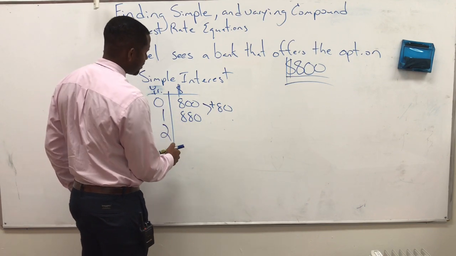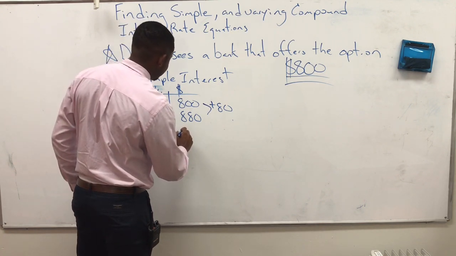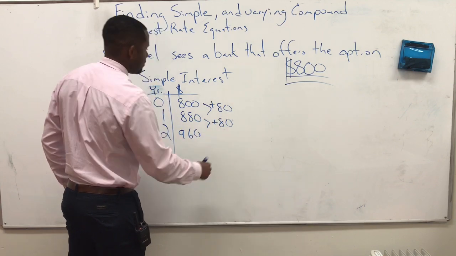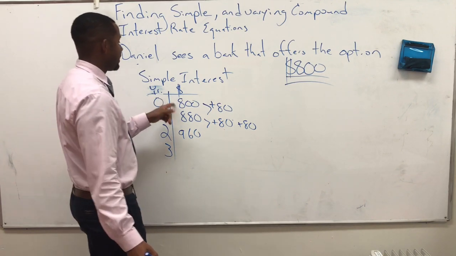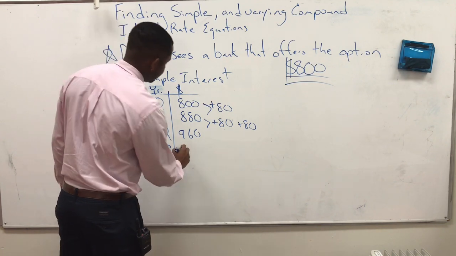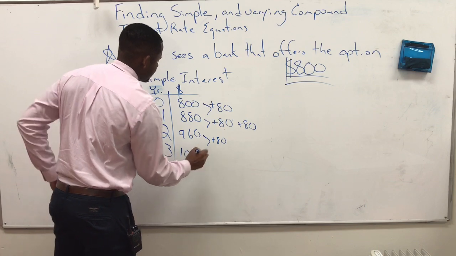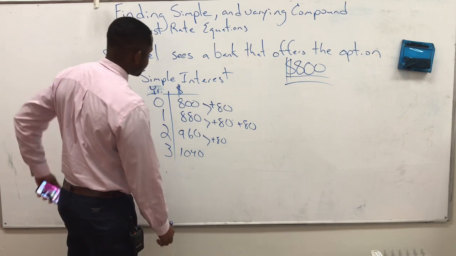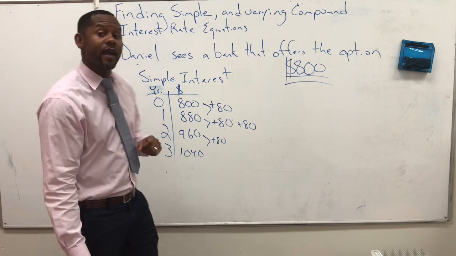So he gets $80 more. So 80 and 80 is what? What's 8 plus 8? 16? 160. So that's 960 bucks. $80 more, right? And finally, year 3, he gets another 10% of what he put in there to begin with. 960 plus 80 is 1040. I just did that in my head, but I'm pretty sure that's right. Right? So after 3 years, Daniel puts it in here, he'd have $1,040.